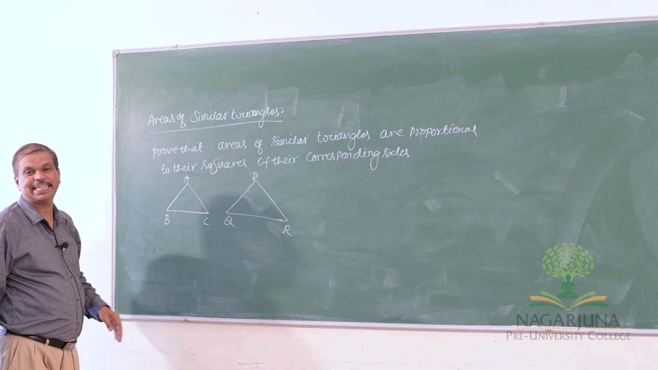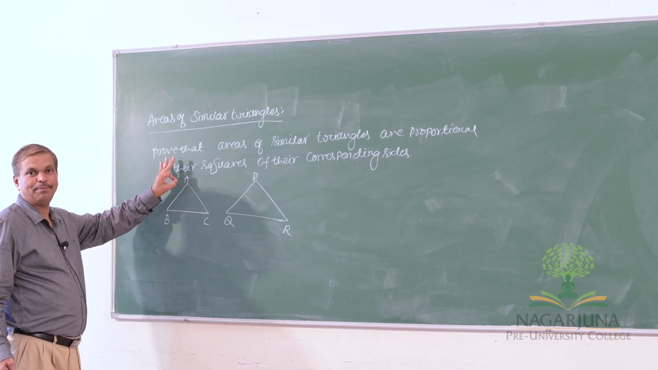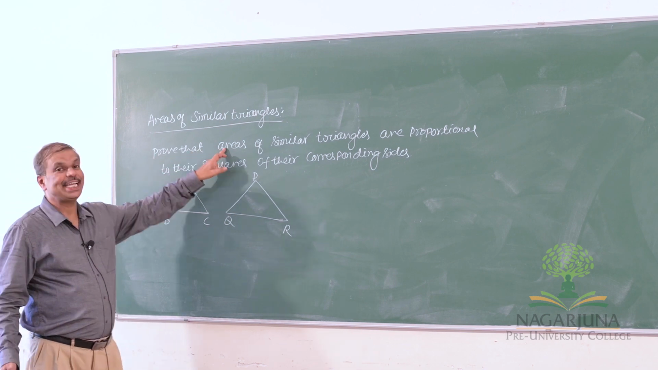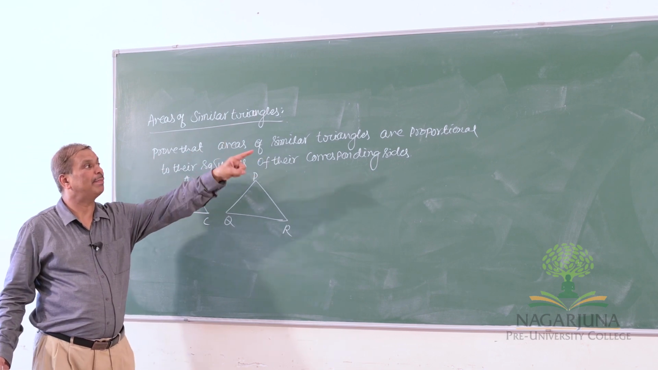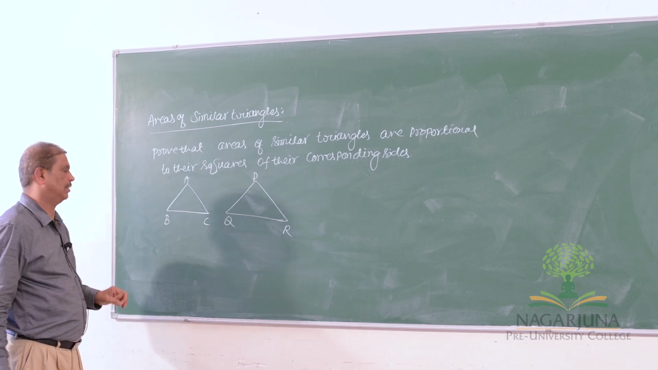Now, areas of similar triangles. See, this is also one of the important theorems. Prove that areas of similar triangles are proportional to the squares of their corresponding sides.